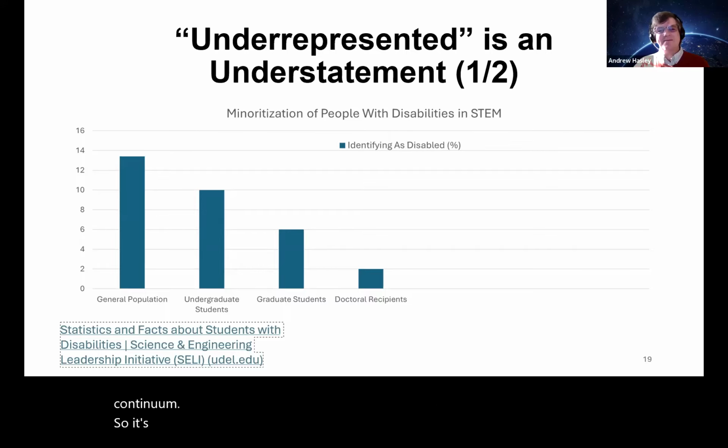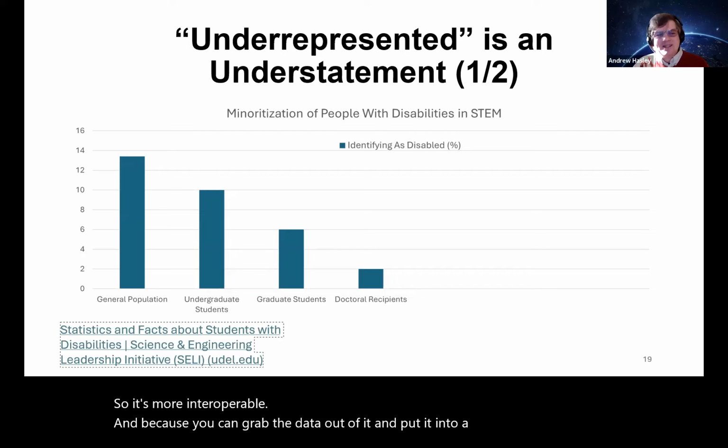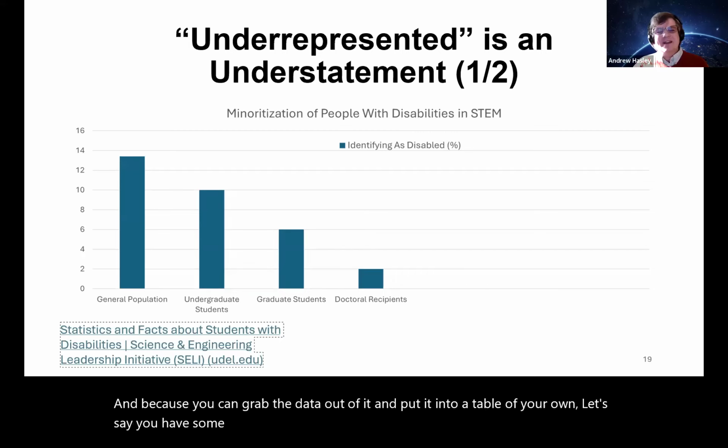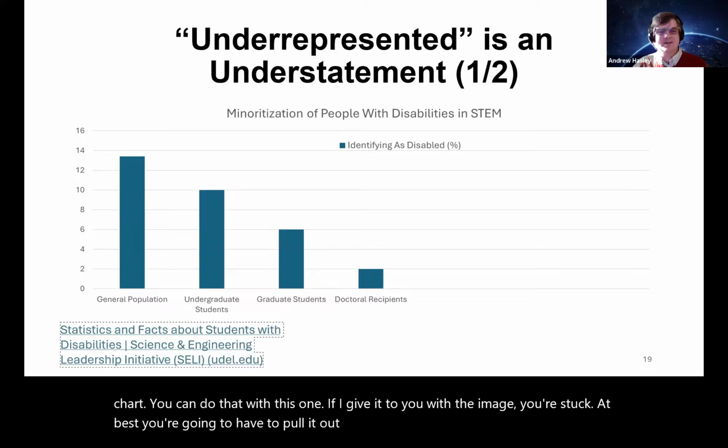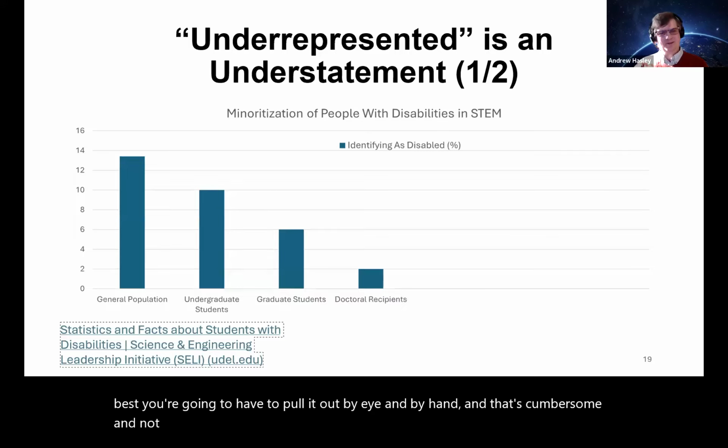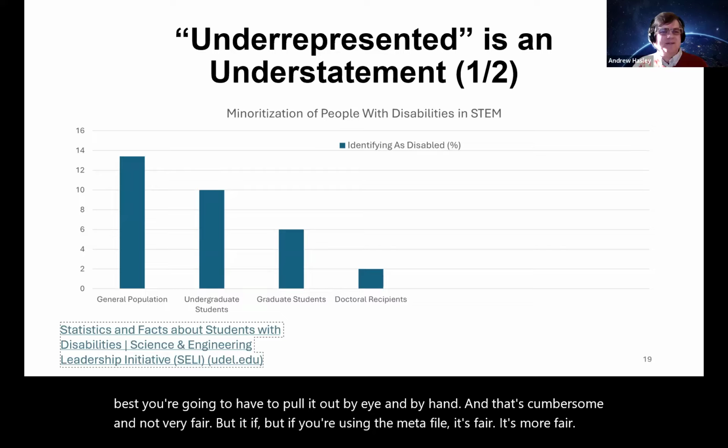And because you can grab the data out of it and put it into a table of your own, let's say you have some updated statistics, and then you want to put multiple years on a chart, you can do that with this one if I give it to you. With the image, you're stuck. At best, you're going to have to pull it out by eye and by hand, and that's cumbersome and not very FAIR. But if you're using the native file, it's FAIR. It's more FAIR. This is an example of the kind of things I'm talking about.